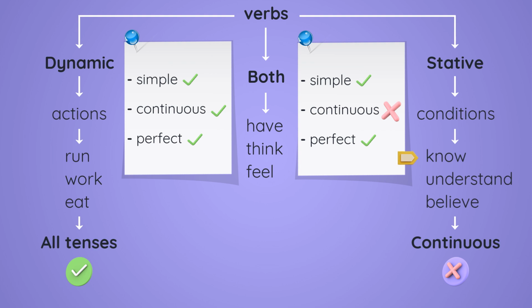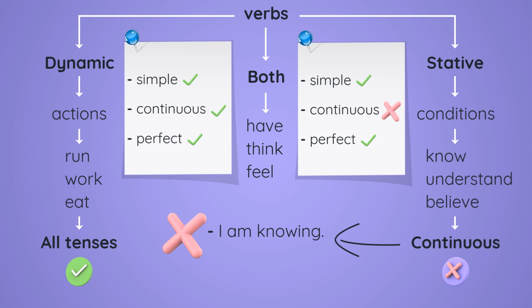So an example of a stative verb is know. I know. I understand. I believe. I can say that. But I should not be saying and cannot say in correct English, I am knowing. Okay, no continuous forms. And this is where the majority of mistakes are made.